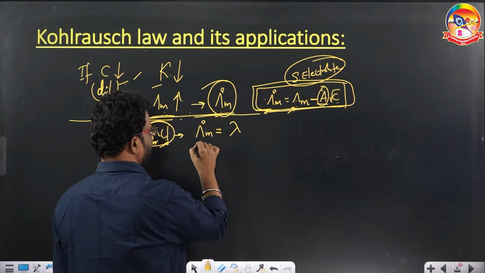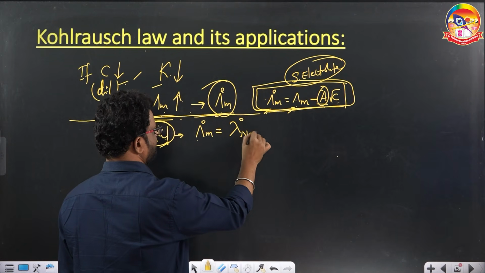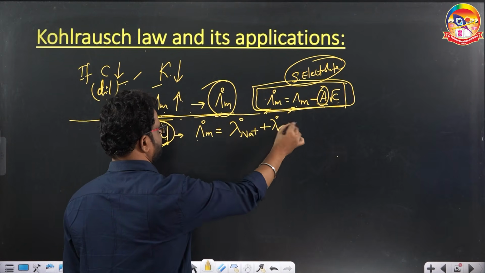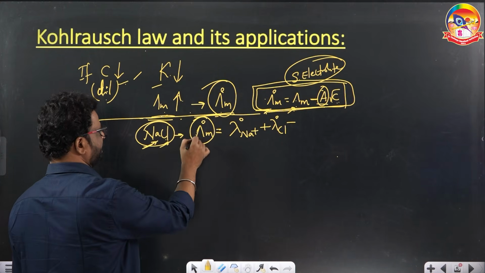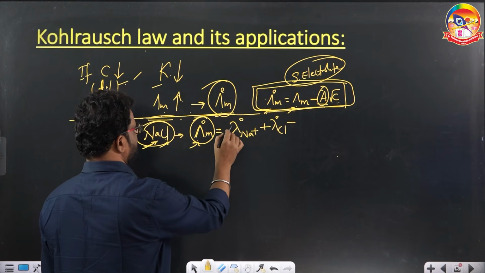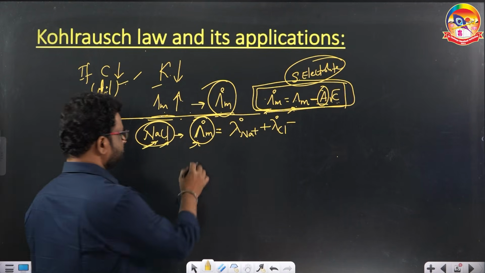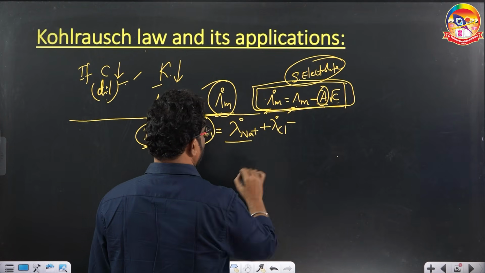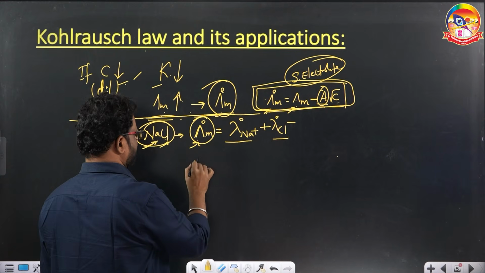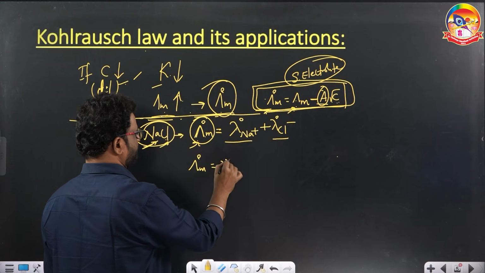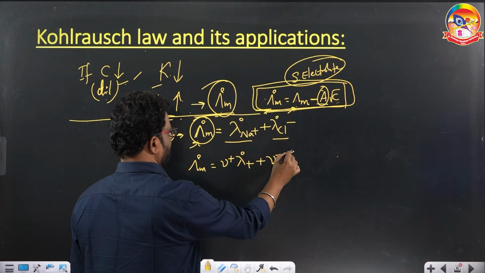That means lambda naught m of NaCl is equal to lambda naught m of Na plus plus lambda naught m of Cl minus. For total compound molar conductivity, we use uppercase lambda, and for ionic conductance we use lowercase lambda in the Greek alphabet. So lambda naught m is equal to lambda naught of Na plus plus lambda naught of Cl minus. Similarly, for any given electrolyte, you can write a general formula: nu plus into lambda naught plus, plus nu minus into lambda naught minus.